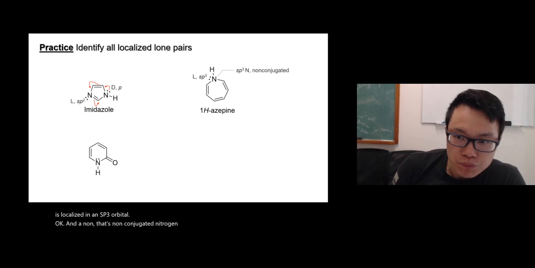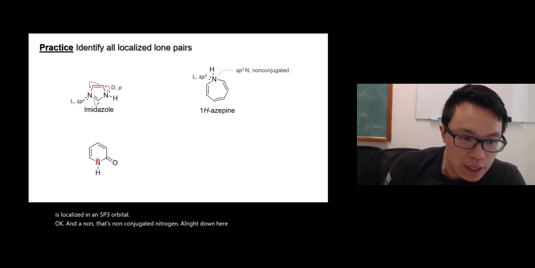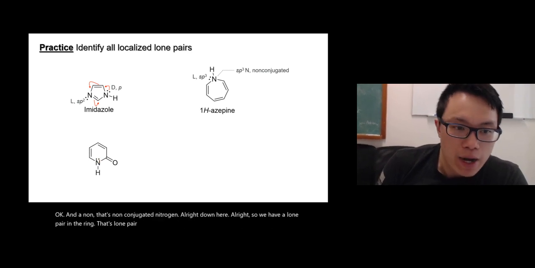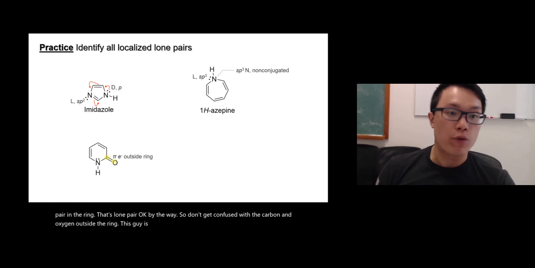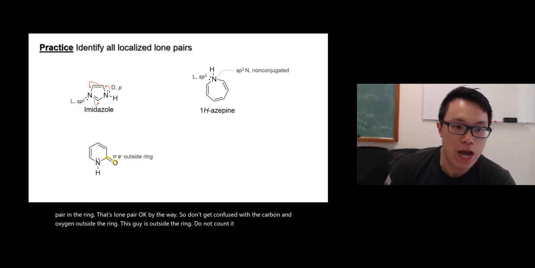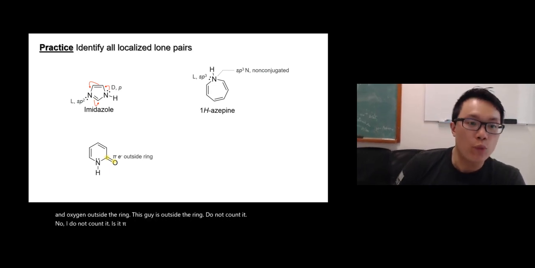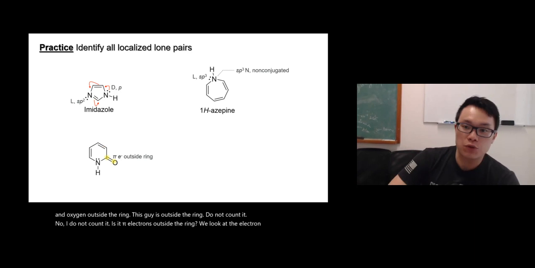All right, down here, we have a lone pair in the ring. By the way, don't get confused with the carbon and oxygen outside the ring. This guy is outside the ring. Do not count it. This is pi electrons outside the ring. We look at the electrons just inside the ring.